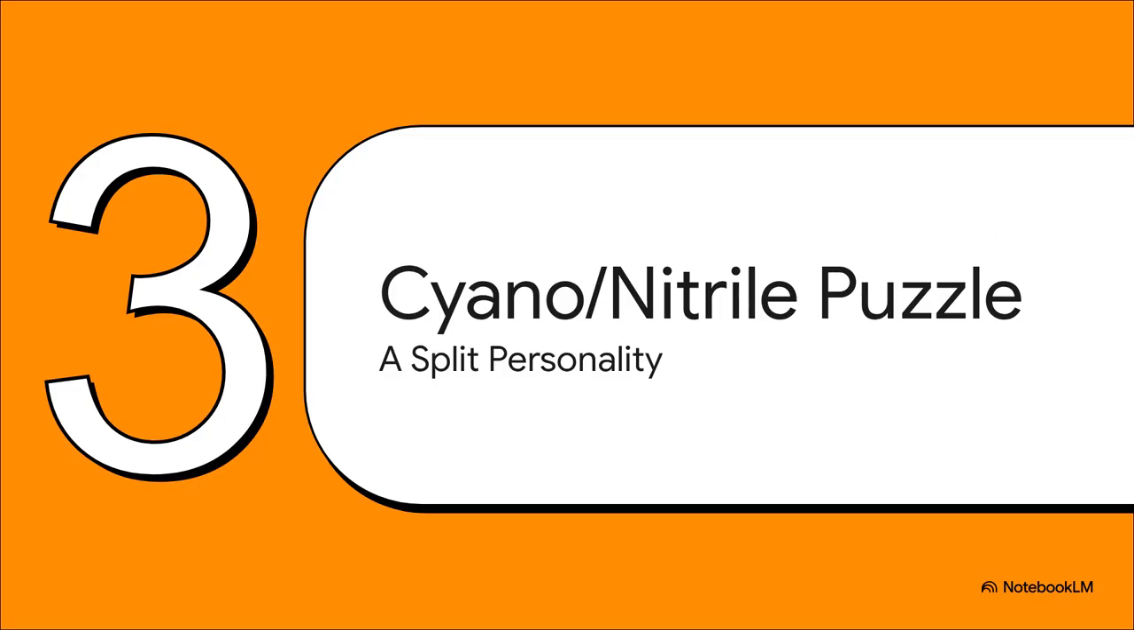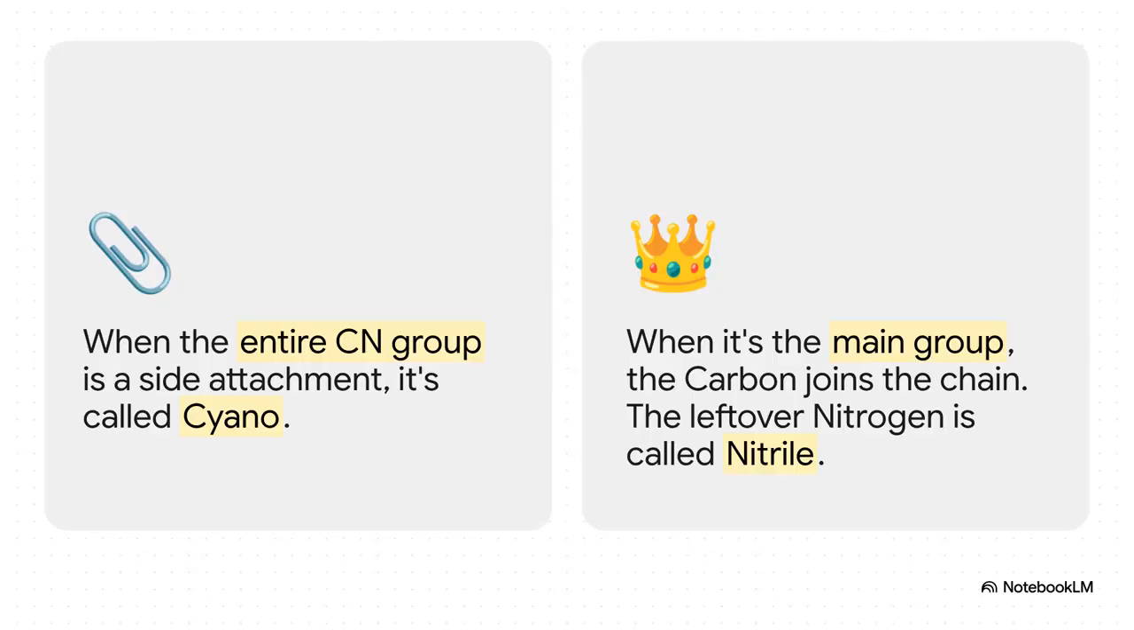All right, on to the next puzzle, the CN group. You know, this group has a total split personality. Depending on where it is and what its job is in the molecule, it gets one of 2 completely different names. So how do you know which one to use? Okay, here's the breakdown. If the CN group is just a little side attachment, a substituent, we treat the whole CN unit together and we call it cyano. Simple enough. But if it's the main highest priority group, the star of the show, something really cool happens. Its carbon atom basically gets a promotion and joins the main carbon chain, leaving the nitrogen all by itself. And in that case, we call it a nitrile.